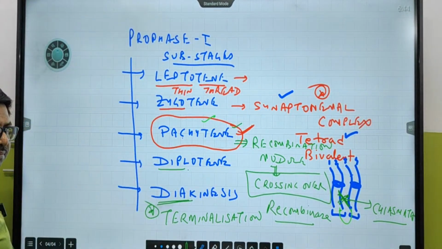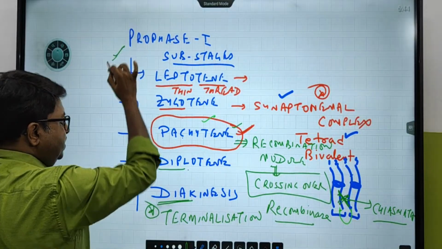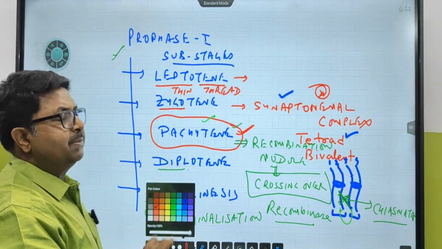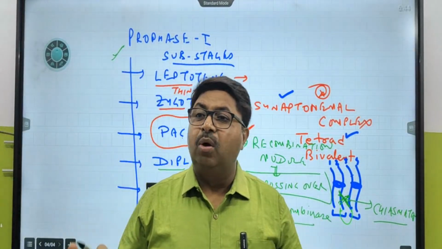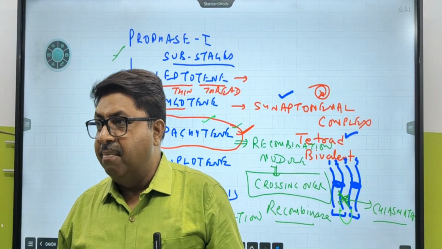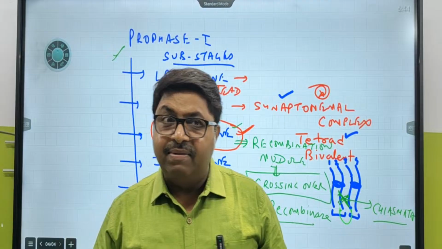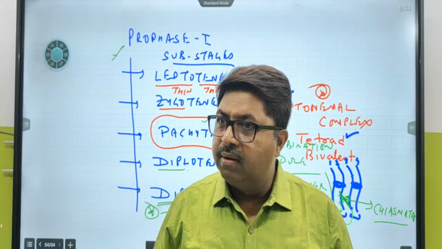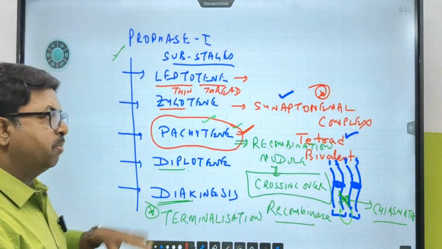Is this clear? So prophase 1 is very, very important, because the main crossing over takes place over here. This is unique only in case of meiosis. We haven't seen the same process occurring in mitosis. Got the point? So this is very, very important about prophase 1.